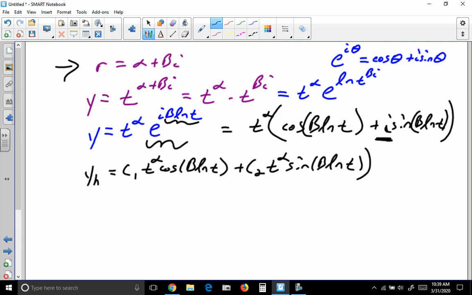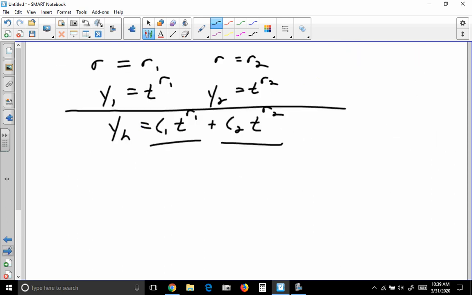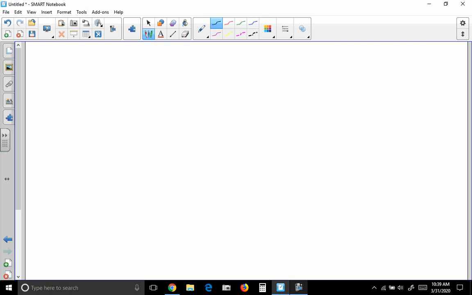If we had complex solutions, we would have a real part and an imaginary part. So our real part would be our exponent, just like when we had e to the RT, our real part was the R. And then the imaginary part would be our coefficient of cosine, our coefficient of sine. But since this is a solution for a Cauchy-Euler, then we have a natural log that goes with that. So that's how we solve a Cauchy-Euler equation.